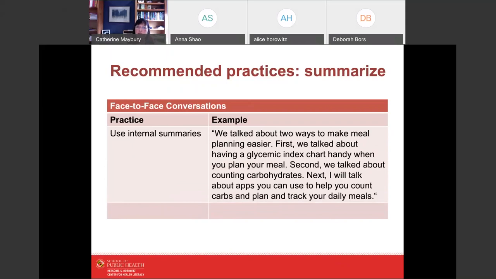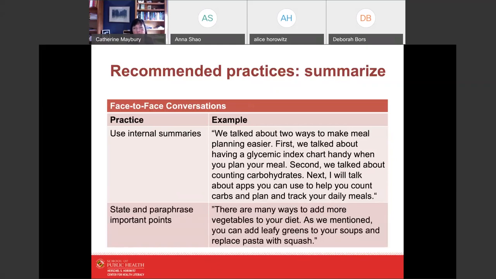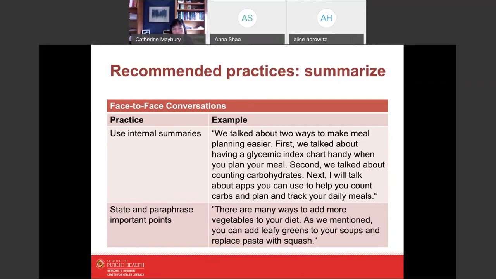So another practice is to summarize the information. So we can use internal summaries. We can say something like, we talked about two ways to make meal planning easier. First, we talked about having a glycemic index chart handy when you plan your meal. And second, we talked about counting carbohydrates. Next, I will talk about apps you can use to help you count carbs and plan and track your meals. So the point of using an internal summary is it reminds listeners of what they heard, and then it signals what's coming up ahead.